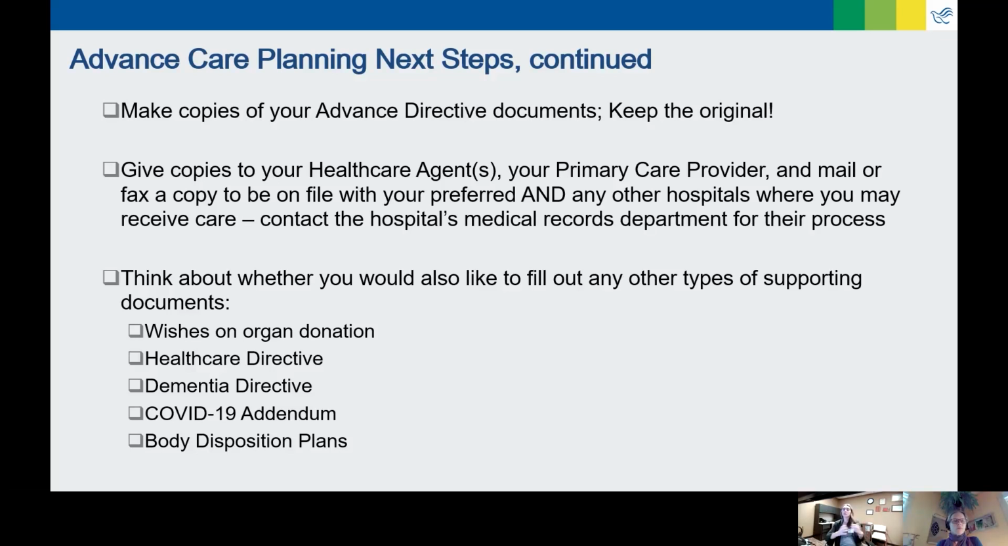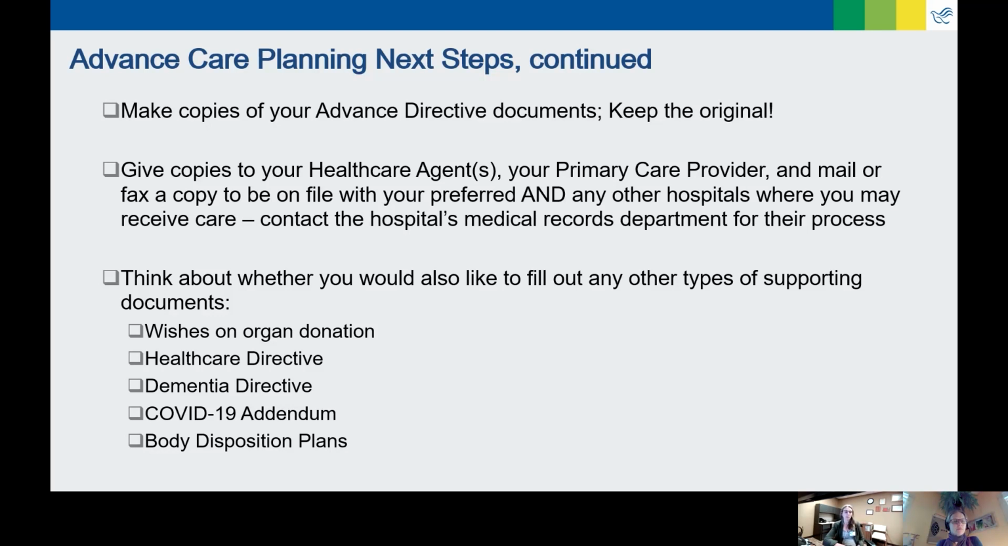Beyond that, you've completed the document and gotten it in your chart. You'll also want to think about whether there are any other types of supporting documents that you may want to complete. Some examples are wishes on organ donation. So explore that and what types of documents you would need to complete prior to your death in order to make sure that your wishes can be followed, depending on what that looks like for you.